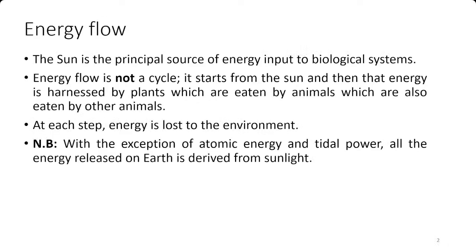Okay. So, organisms and the environment, energy flow. The sun is the principal source of energy input to biological systems. Energy flow is not a cycle. It starts from the sun and then that energy is harnessed by plants, which are eaten by animals, which are also eaten by other animals. So, at each step, energy is lost to the environment.